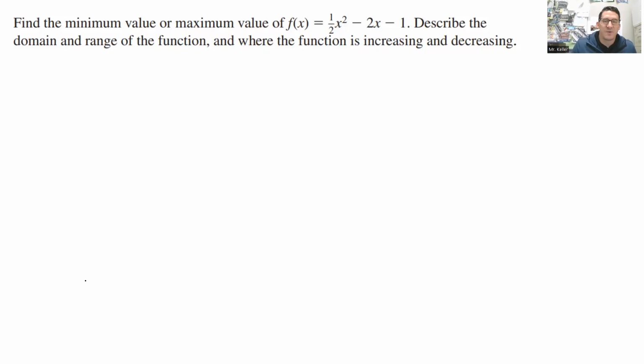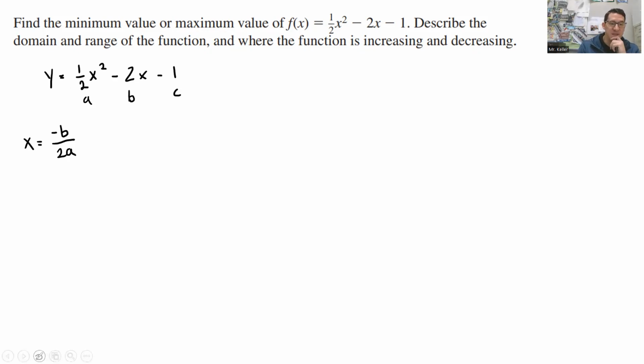Let's go through. First, I'm going to rewrite this. I'm just going to use y because I don't want to write f of x. So y equals 1/2 x squared minus 2x minus 1. First thing we're going to do, we're going to find that minimum value. It's going to be x is equal to negative b over 2a. Our a and b come from this. So this is a, b, and c. That comes from the general form of the equation, ax squared plus bx plus c. So a, b, and c.